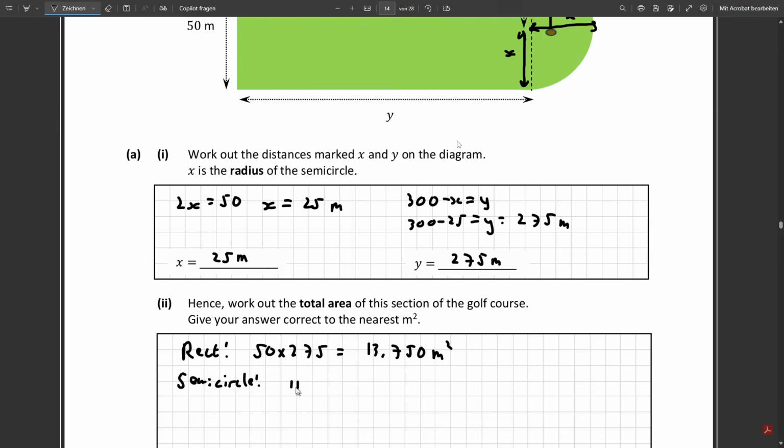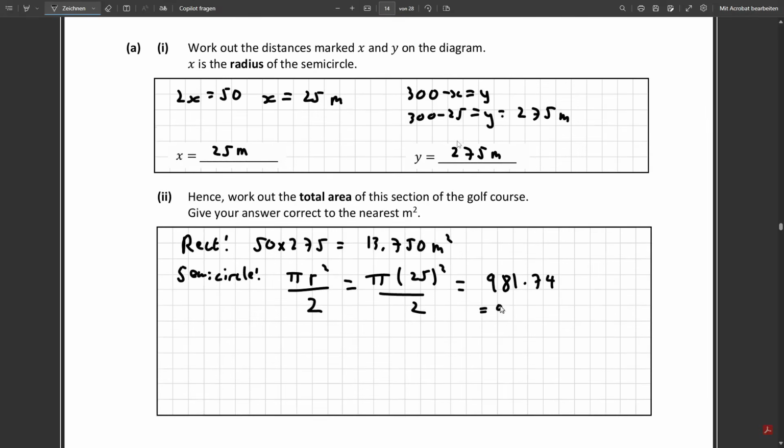Well, the area for a circle is pi r squared, but then we're going to only want half the circle, so we'll divide it by 2. So that's pi, and then the radius is x, which is 25, squared over 2. And it says to the nearest meters squared, so we'll have pi times 25 squared all over 2, and we get 981.74, so that rounds to 982.